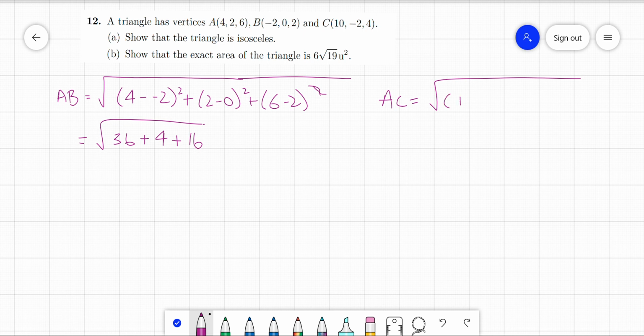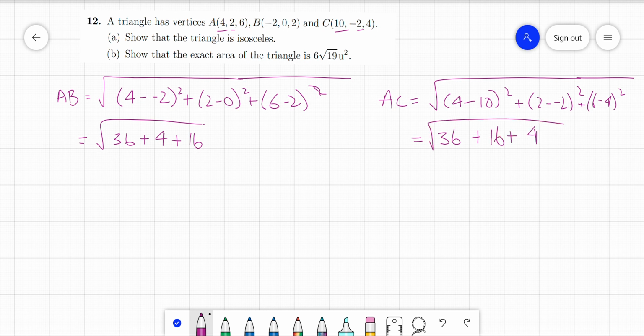Again, here I'm going to go 4 minus 10, so I'm just taking 4 and 10 there. 4 minus 10 squared, I've got 2 minus 2 squared using my y's, and then I've got 6 minus 4 squared there. So here I'm going to get 6, 36. Doesn't matter if it's negative. 4, 16. 2 is 4. Oh, just happened to pick the right side.